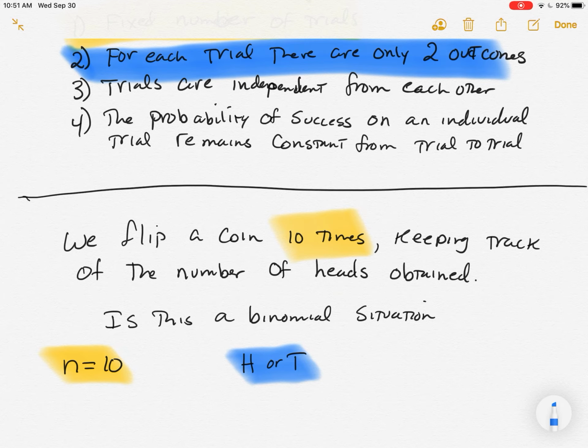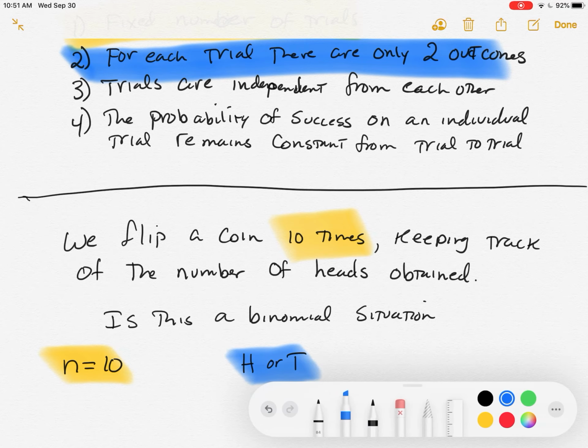Now, if I got a head on the first one, does that make me more or less likely to get a head on the next one? And the answer is no. What is that probability of success? So let me highlight this last one here.